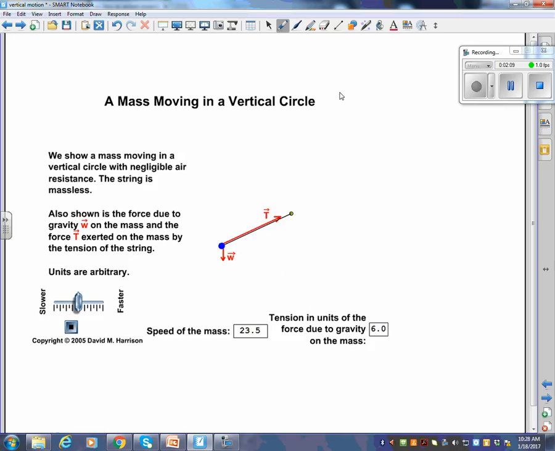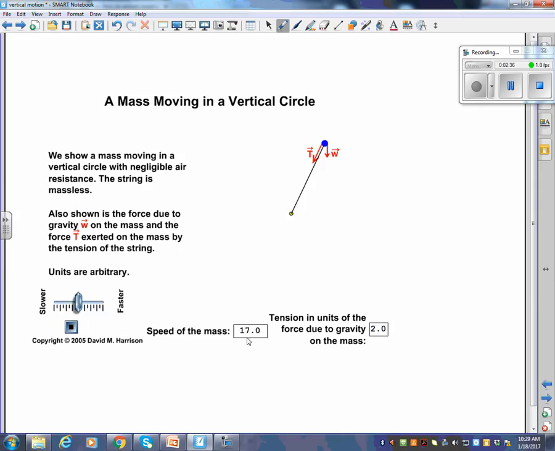So once again, you can see the tension there. In fact, this time the tension almost goes to 0, right? But this W, what is that? That's the weight, right? So here it says, we show a mass moving in a vertical circle with negligible air resistance. The string is massless. In other words, we don't worry how much the string weighs. Also shown is the force due to gravity on the mass and the force T exerted by the tension of the string, and the units are arbitrary. In other words, they don't matter.